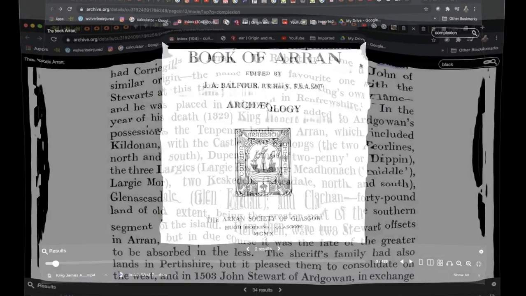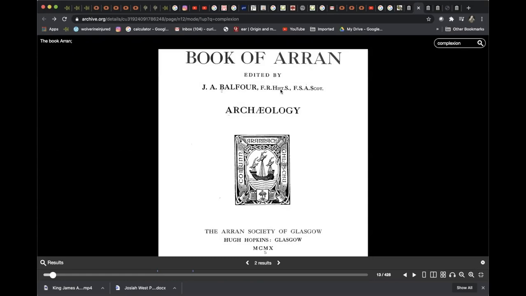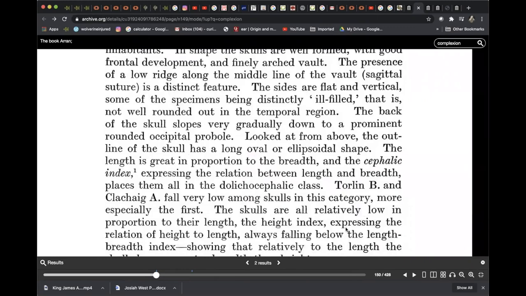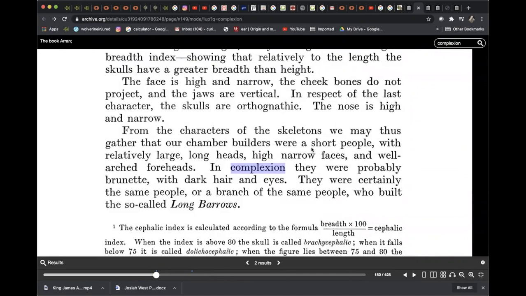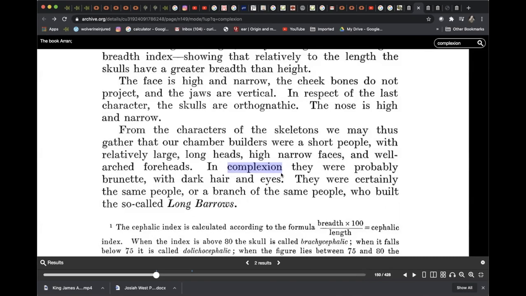This is another version of the Book of Arran, edited by J. A. Balfour. It says archaeology. It's a little different than the other one. I'm on page 96 of this book, and it says down here, from the characters of the skeletons, we may thus gather that our chamber builders were a short people with relatively large long heads, high narrow faces, and well-arched foreheads. In complexion, they were probably brunette. Brunette. They're not talking about hair, they're talking about complexion. As you can see, they're distinguishing dark hair, and when they're talking about complexion, brunette. So brunette, dark brown, brown complexion.